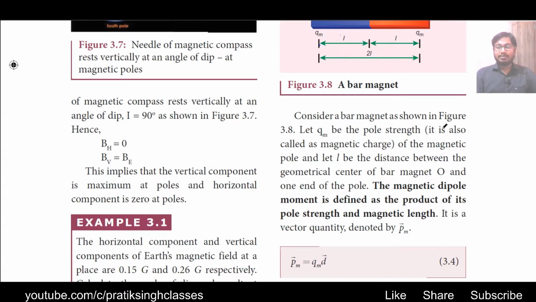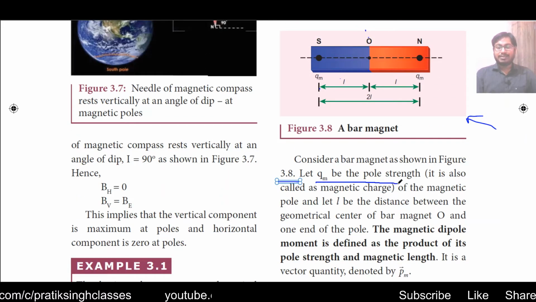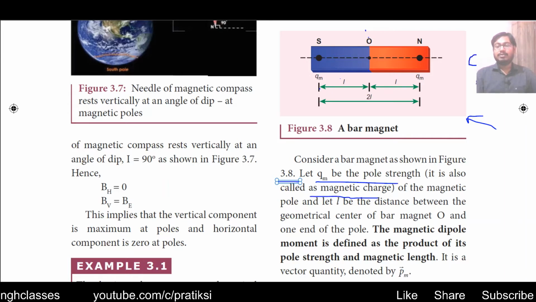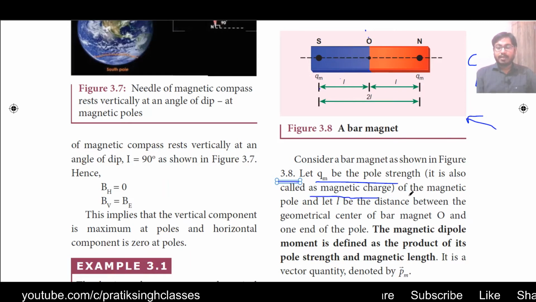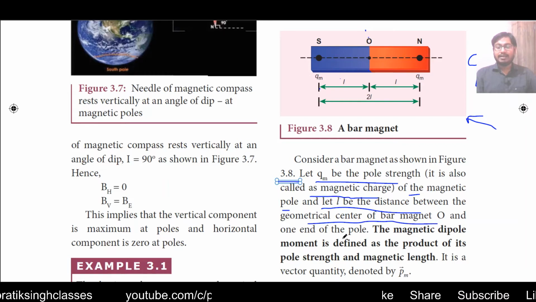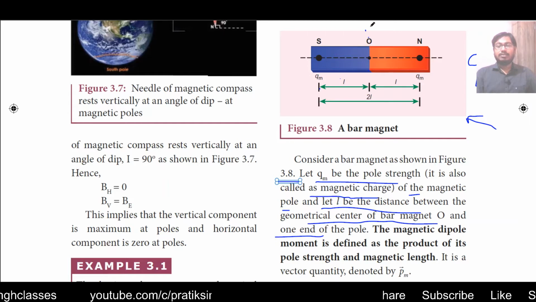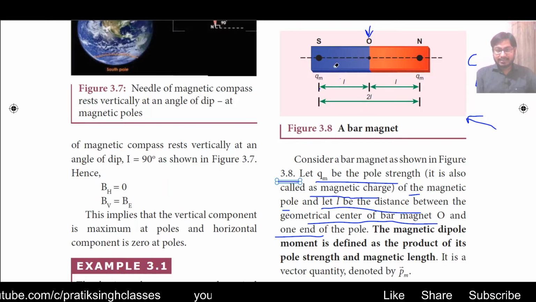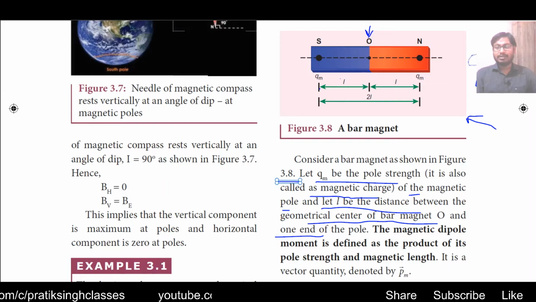Consider a bar magnet as shown in figure 3.8. Let Qm be the pole strength, also called the magnetic charge. So Qm is the pole strength of the magnetic pole, and L is the distance between the geometric center of the bar magnet, O, and one of the ends of the poles. Here O is the geometric center of the bar magnet and L is calculated from the geometric center to either pole, because both are equal, L and L.